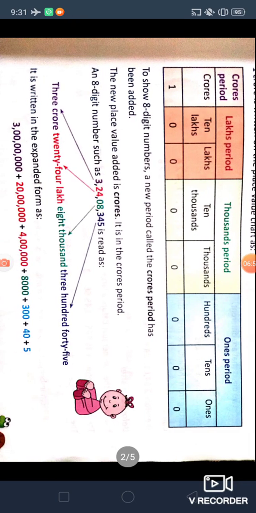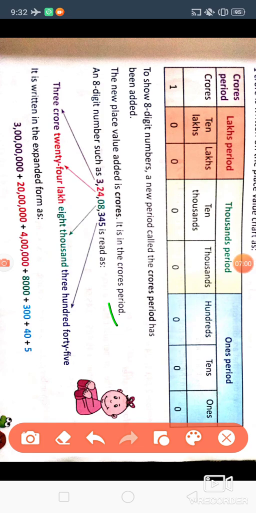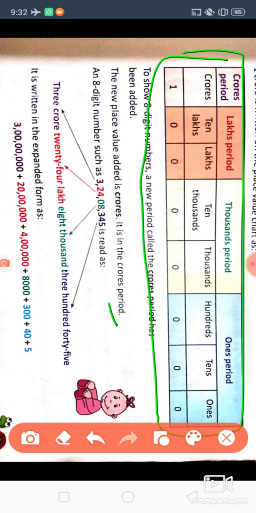And this part also is your homework, to make the place value chart according to Indian system. This is your place value chart according to Indian system, and tomorrow we'll discuss about international place value chart.